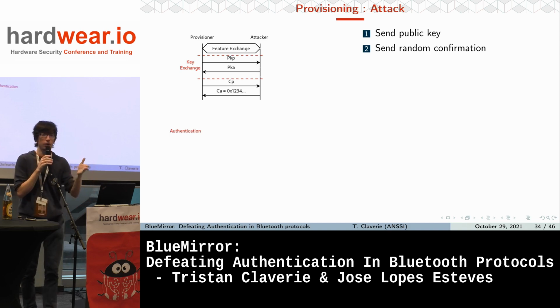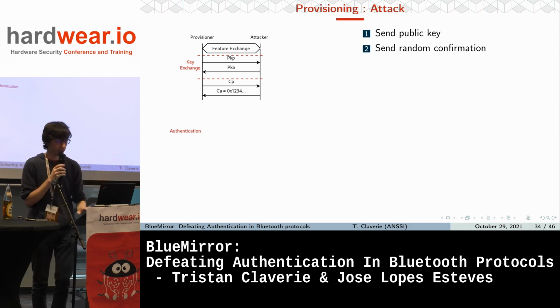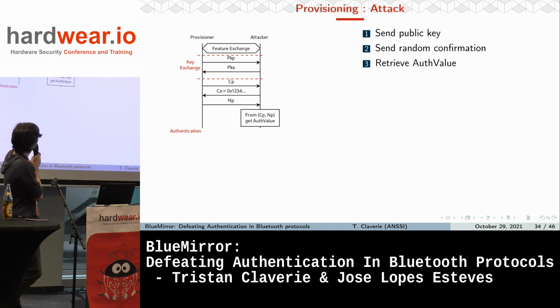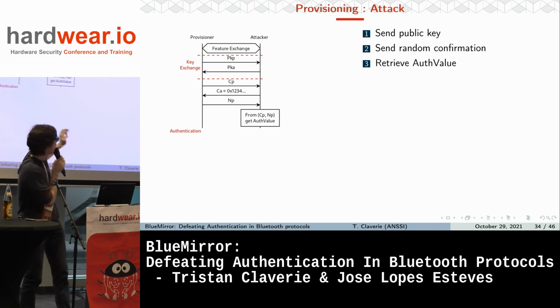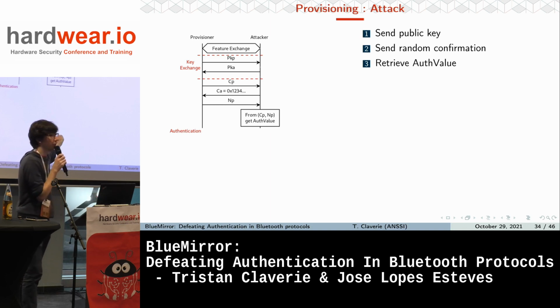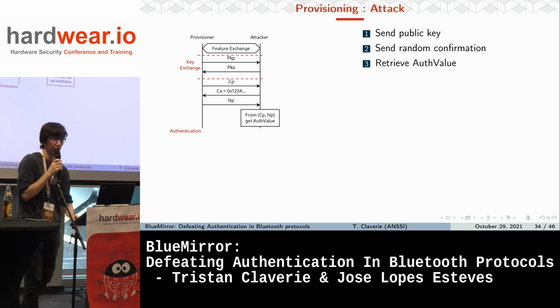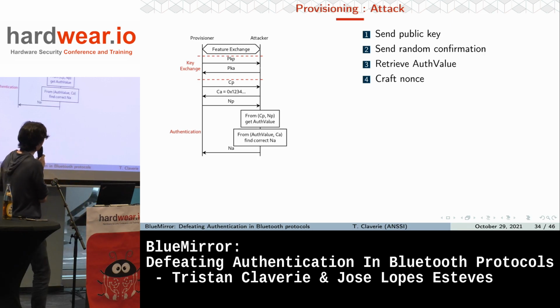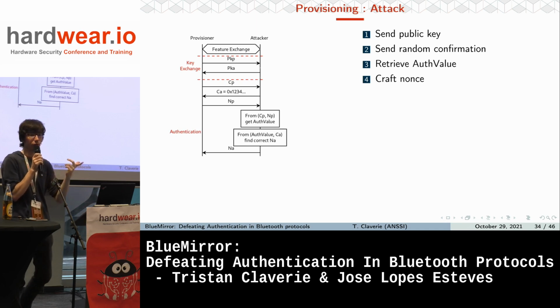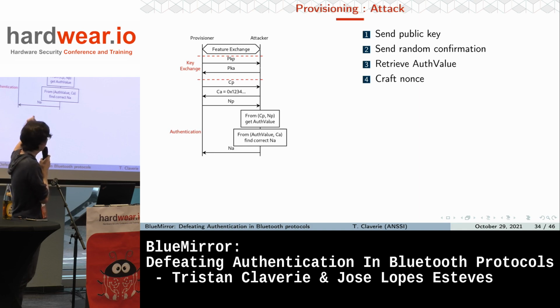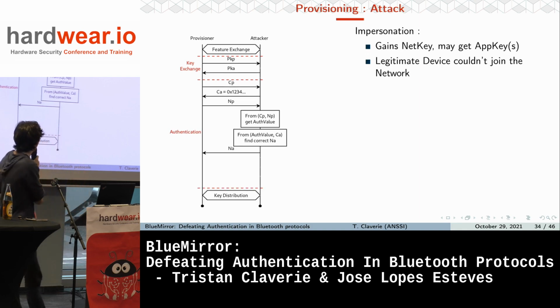As an attacker, you send a completely random confirmation value. You don't care what it is. The provisioner sends its nonce, and there you can use the first result to recover the authentication value that was used. And then you can use the second result to find a nonce, which makes the provisioner believe that you knew the authentication value all along. And you send that to the provisioner, and that's it.